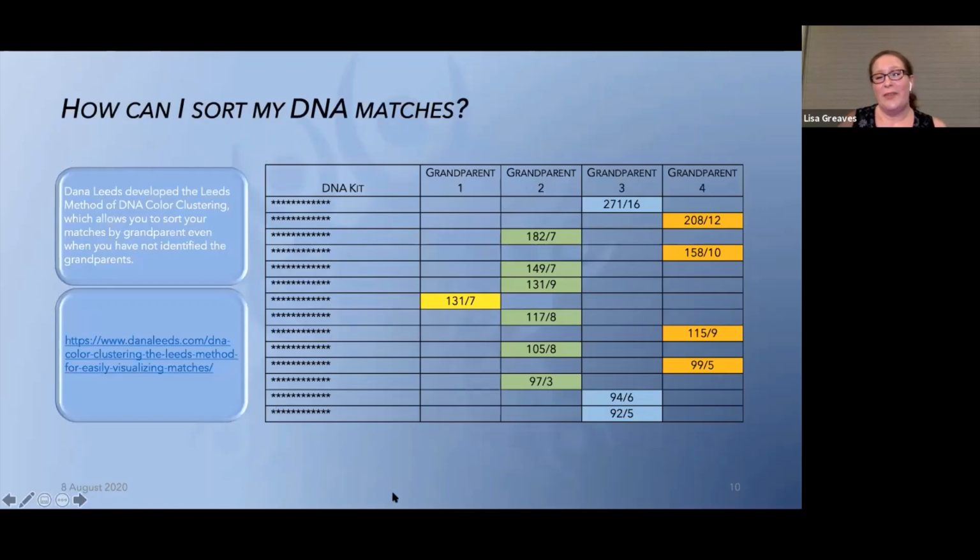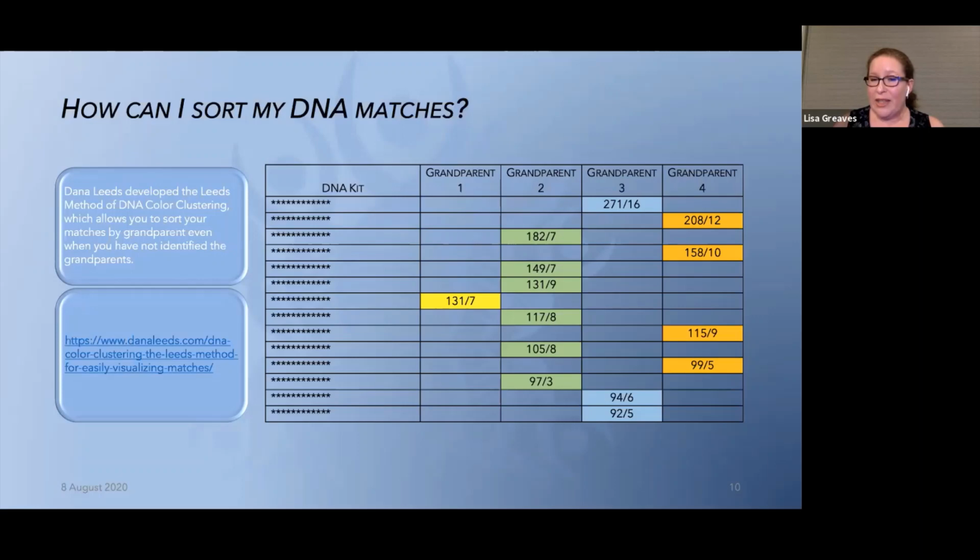So if you've already taken a test and you're looking at this list of DNA matches and you're not quite sure what to do with it, one interesting thing you can do, which is sometimes helpful, is create a Leeds diagram. A Leeds diagram was developed by Dana Leeds, who's another genetic genealogist. She called it the Leeds method of DNA color clustering. And I provided a link there because she has extensive instructions for how to create this diagram.